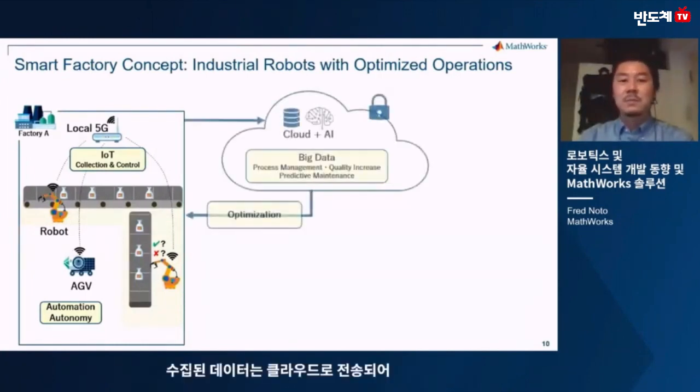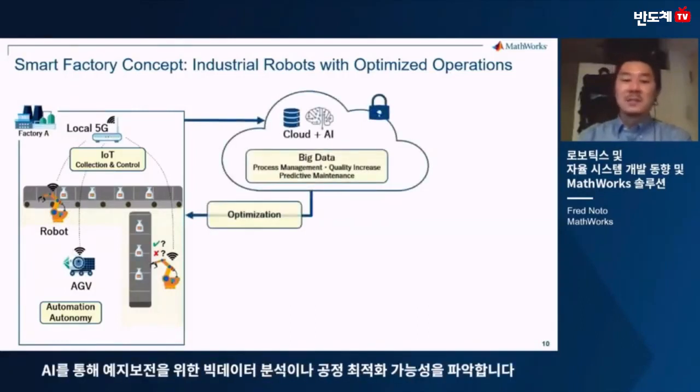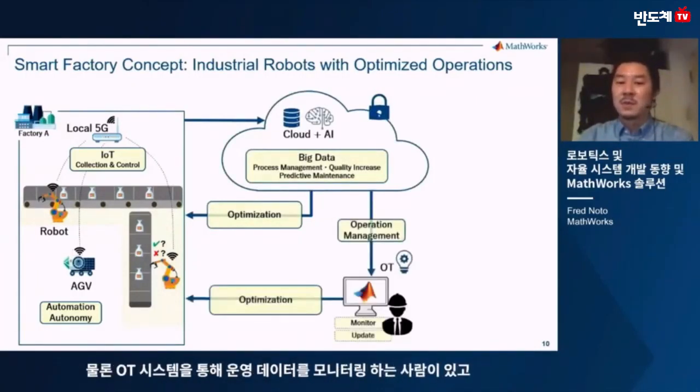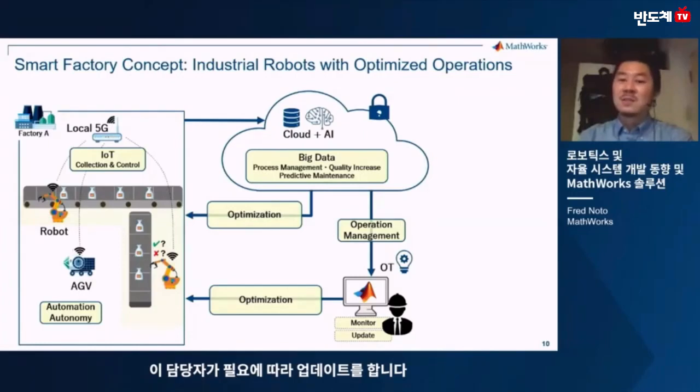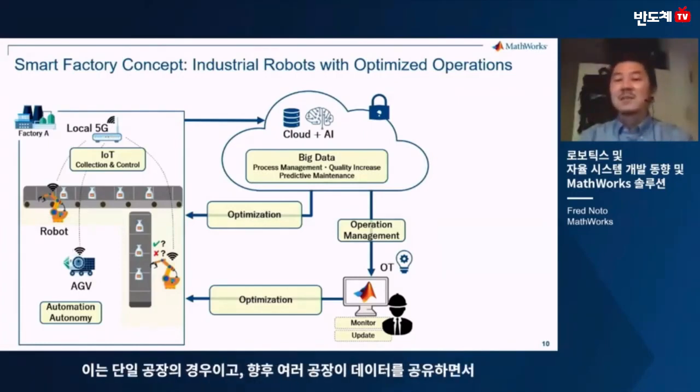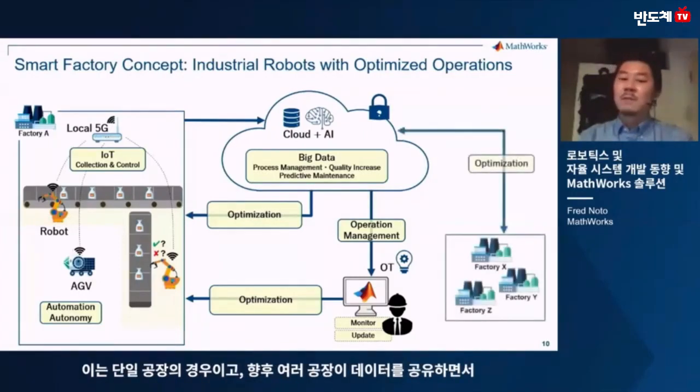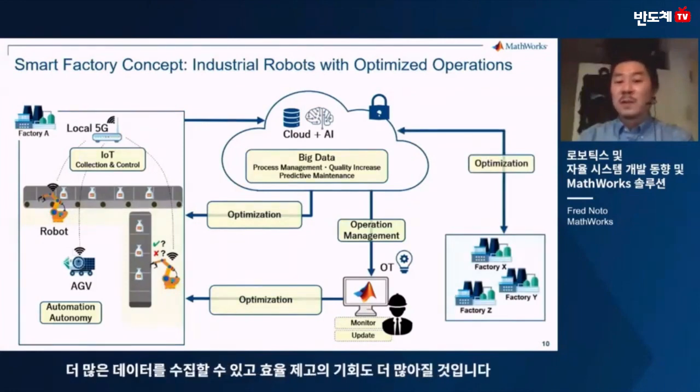The data is then sent to the cloud where AI is used to analyze the big data for predictive maintenance or identifying possible process optimizations. There is, of course, a human on the loop which monitors the operational data through OT systems and provides updates as necessary. Now, this is for one factory, but multiple factories will share data in the future, leading to more data collection and opportunities for improved efficiency.